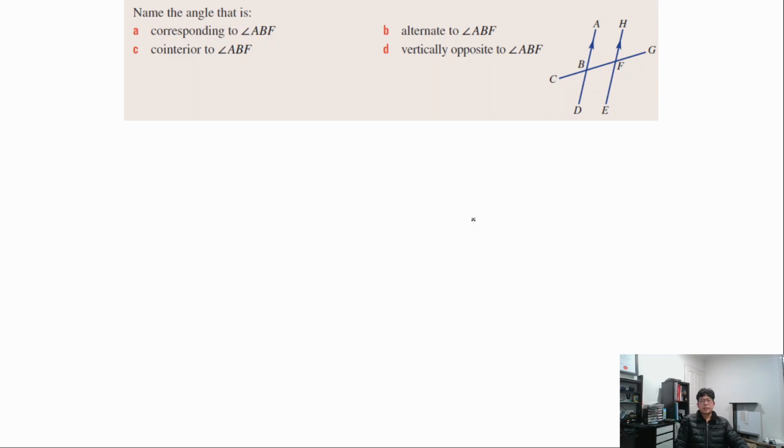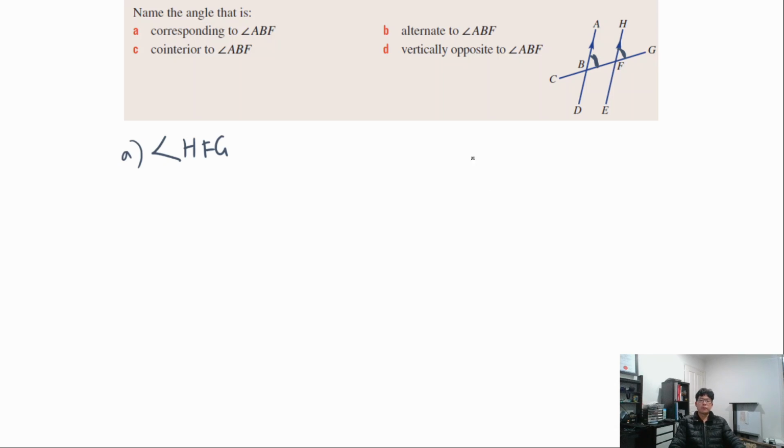So the first one says, name the angle that is corresponding to angle ABF. Remember that notation from last lesson. So angle ABF is ABF, so we'll be referring to that angle there. The corresponding one, remember it's on the same position of the transversal, but next to the other line. So the corresponding angle will be here. And the name of that angle will be angle HFG.